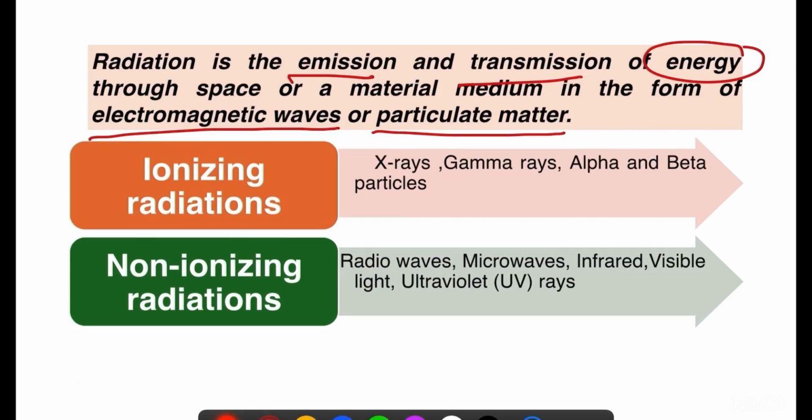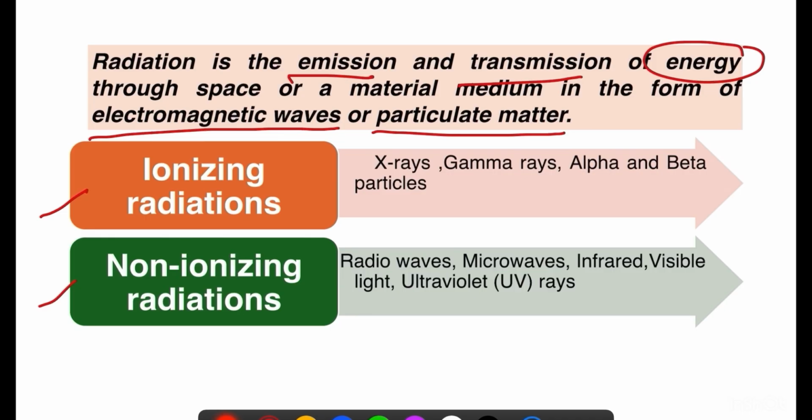Radiation is the emission and transmission of energy through a space or a material medium in the form of electromagnetic waves or particulate matter. Radiation is broadly classified into two categories, ionizing and non-ionizing radiations, depending upon the ability to penetrate the tissue, deposit its energy and cause destruction of the tissue.